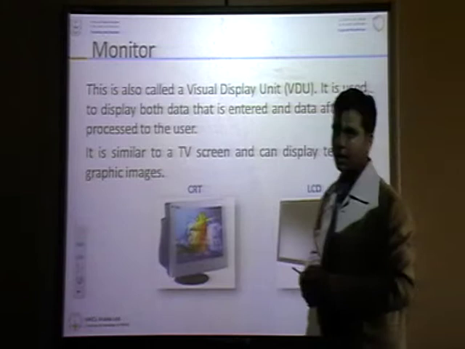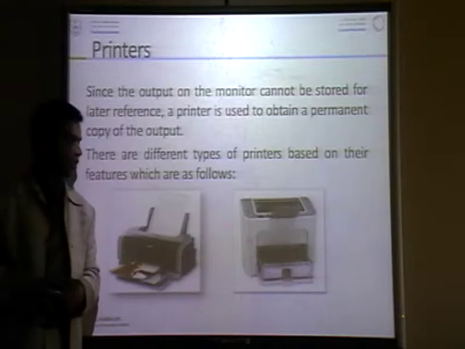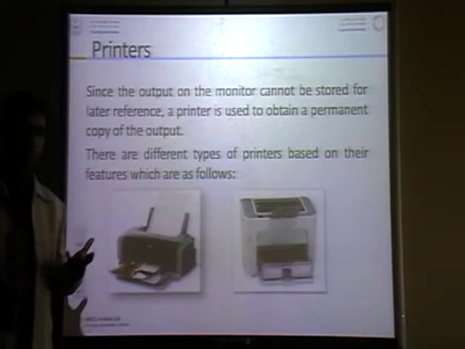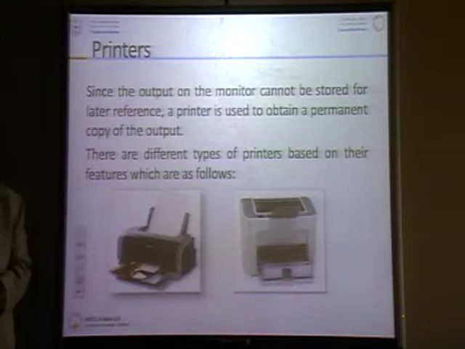What is this? Printer. This is a laser printer. There are many printers like dot matrix printer, drum printer, line printer, so many are there. But generally we use this. Scanner is an input device. It is used to take a picture into the computer.